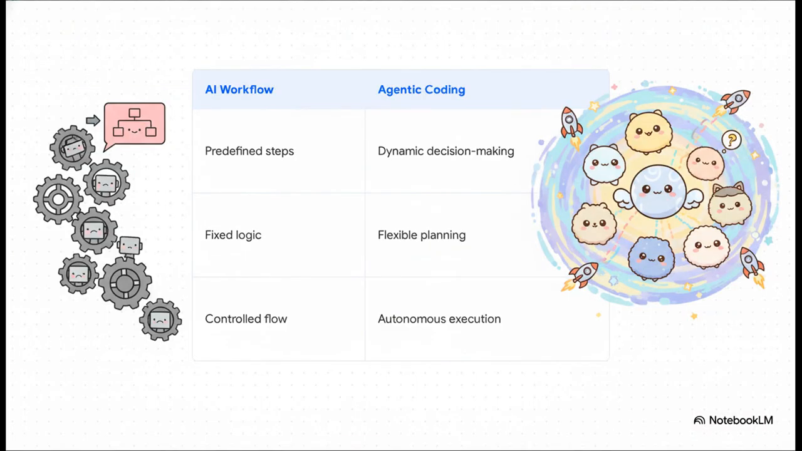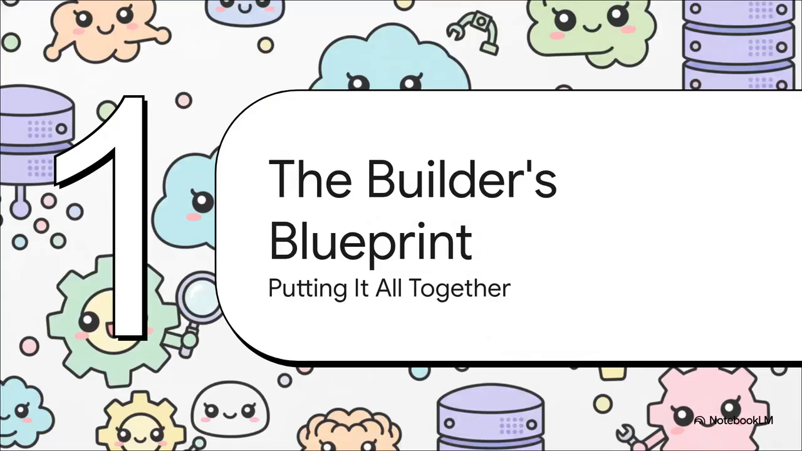So the shift here is crystal clear. We're moving away from predefined steps and into dynamic decision-making. We're going from a fixed, controlled flow to flexible, autonomous execution. This is the leap from just a simple feature to a truly smart system. All right, let's put our blueprint all together. We've got our 3 layers, and now we can really see how they form a complete picture for any of us who are building with AI.